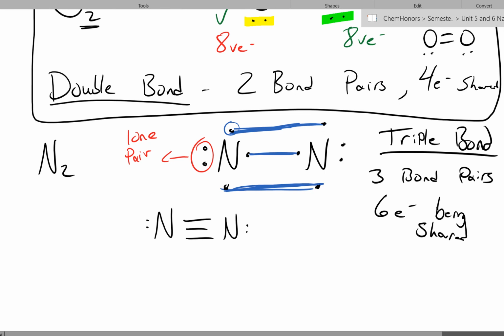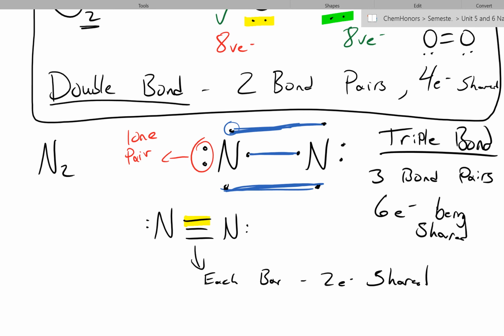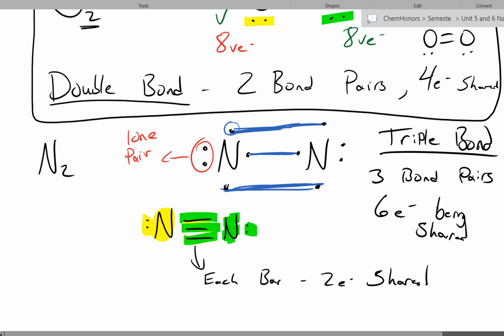All right. And those are the 3 different types. The important part is drawing the Lewis dots between them with the lone pairs and the bonding pairs. You also need to remember that each bond, or each bar, is 2 electrons being shared. So right now, this nitrogen, this one right here, has 2, 4, 6, 8 valence electrons. This nitrogen has 2, 4, 6, 8 valence electrons, and that's why they form a stable compound.